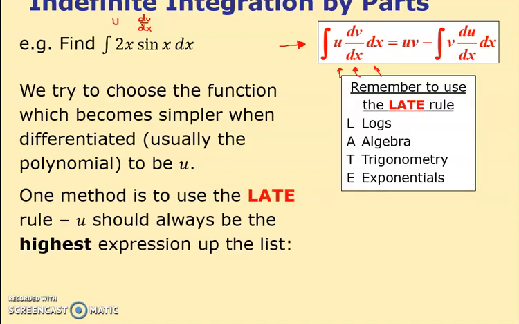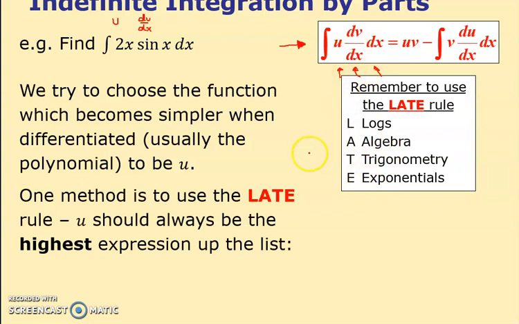To determine which one is which, we use this LATE rule. And the LATE rule comes about from the type of things we're trying to integrate. So if we've got a logarithmic expression, that's an L, some algebraic polynomial, like a 2x or a 5x cubed or something like this, that's algebra. The T stands for trigonometric expressions and the E for exponential expressions. And the u, the thing that we're going to call the u in our formula, is the thing that's highest up the list. So logarithms would always be the u, whereas exponentials will always be the dv by dx.